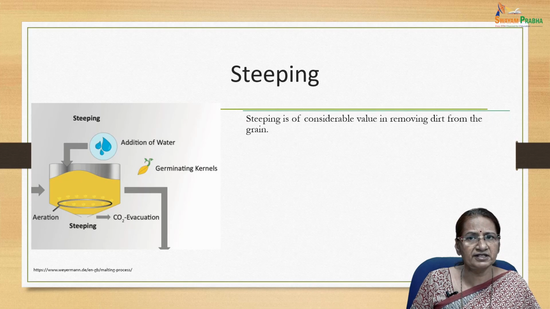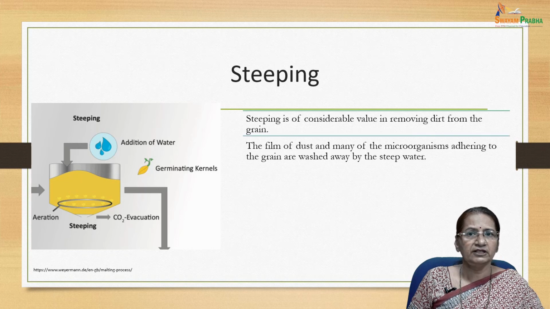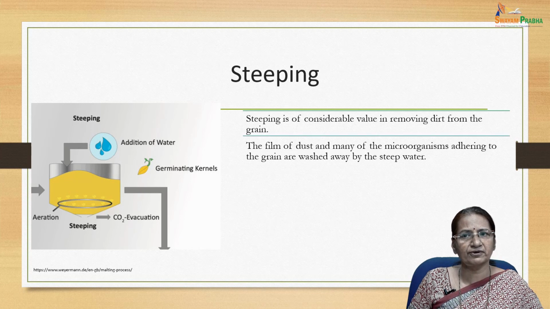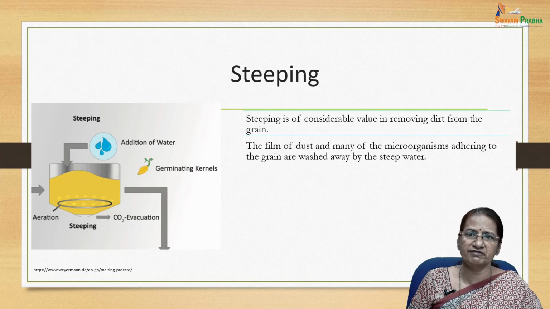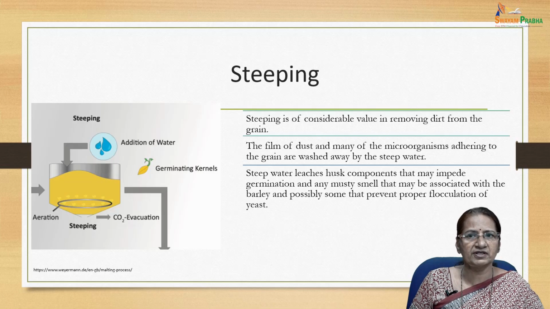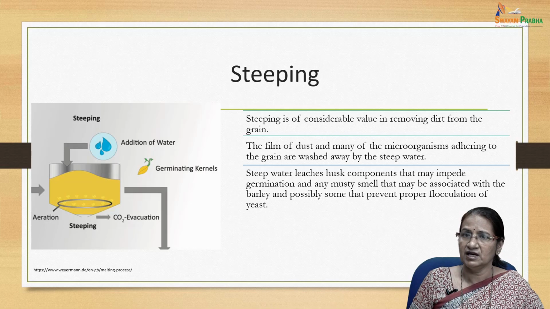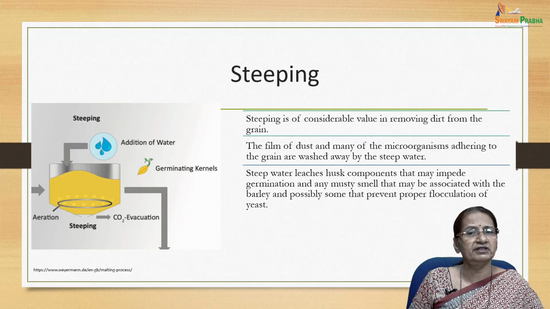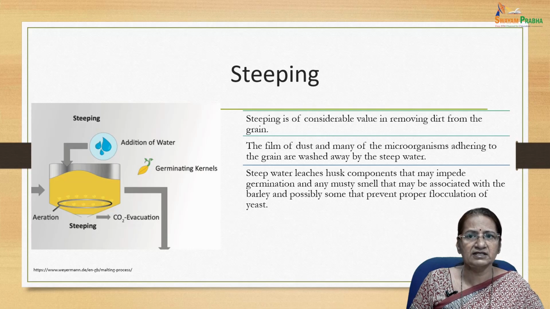Steeping is of considerable value in removing dirt from the grain. The film of dust and many of the microorganisms adhering to the grain are washed away by the steep water. Steep water leaches husk components that may impede germination and any musty smell that may be associated with the barley, and possibly some that prevent proper flocculation of yeast.